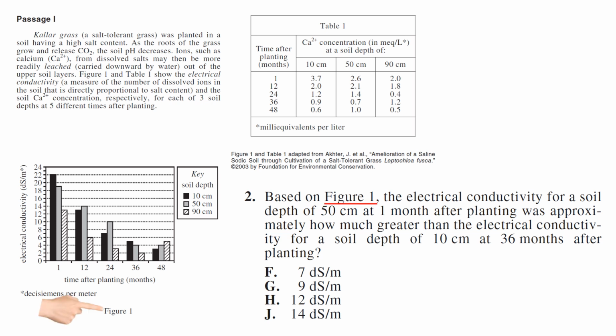Number 2, based on figure 1, the electrical conductivity for a soil depth of 50 centimeters, it's the light gray solid box, at 1 month after planting was approximately how much greater, so it's 19, we see that as 19, how much greater is that than a soil depth of 10 centimeters at 36 months? So at 36 months, that's around 5, so 19 minus 5 is 14, or J.